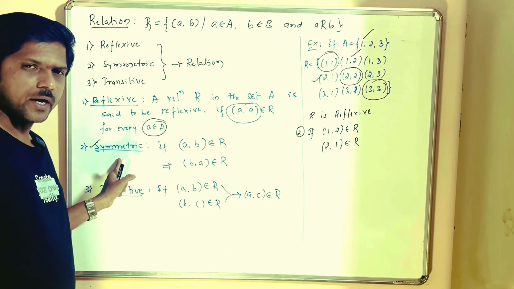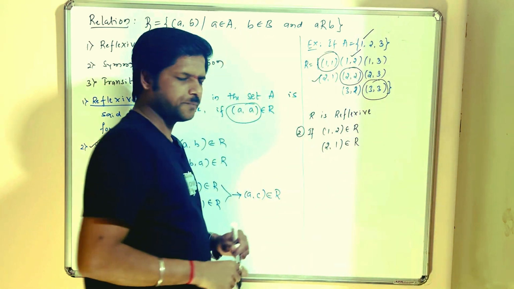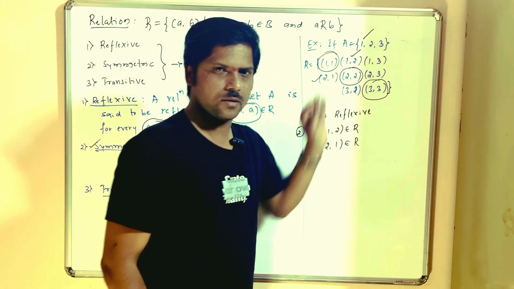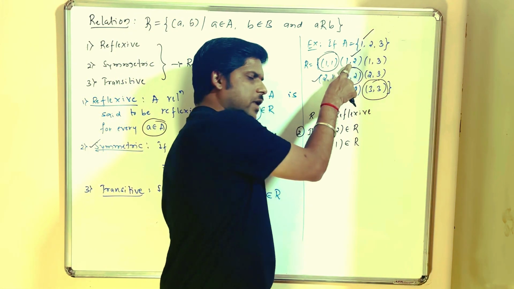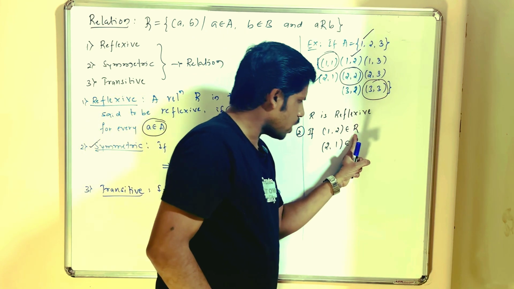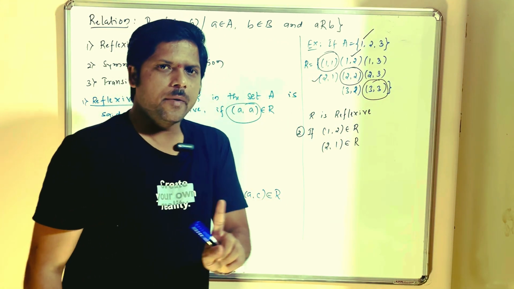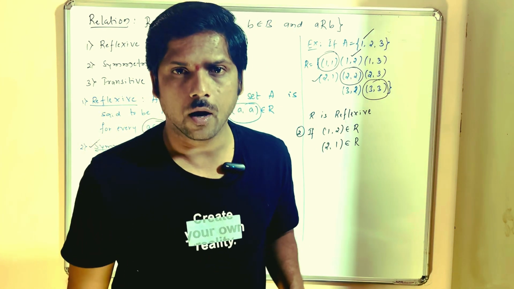So symmetric. Suppose, consider here, I will remove this 3, 1. I will remove this 3, 1. Now we have 8 ordered pairs. In these 8 ordered pairs, again consider the same thing. 1, 2 belongs to R, and also 2, 1 also belongs to R.